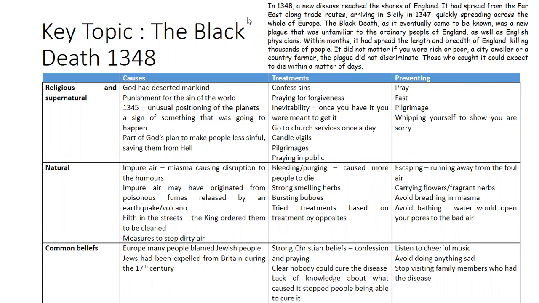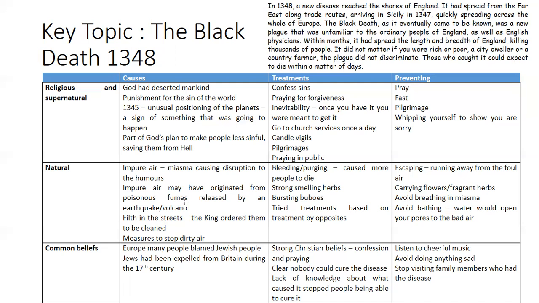So causes: God, people sinning, the alignment of the planets. It was God's plan to make people behave themselves more. People believed it was miasma, mainly maybe because of an earthquake that happened, which released poisonous fumes from a volcano. Filth in the streets could be another cause that people believed, but then also some people blamed the Jewish population. So there were a multitude of causes that people blamed, many, many causes.